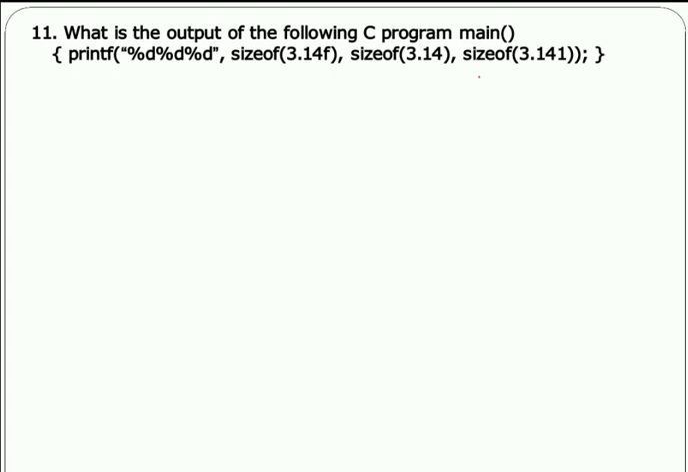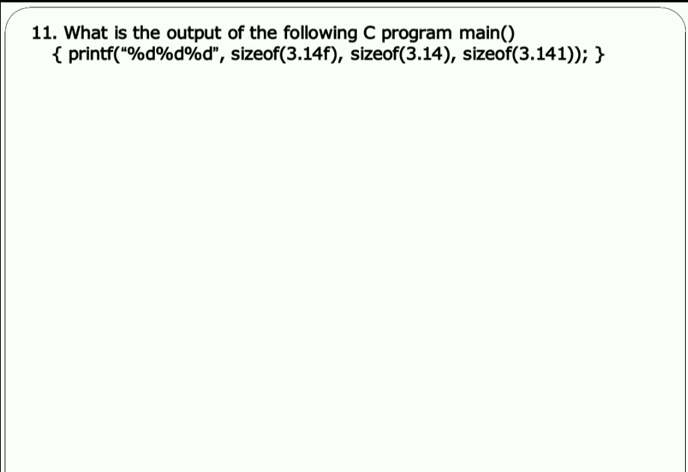Next, what is the output of the following C program? Main, printf, %d, %d, followed by sizeof here. The first one is mentioned as float, the second one is the size of 3.14, and the third one is the size of 3.141.